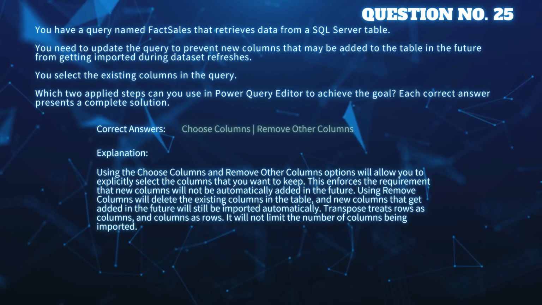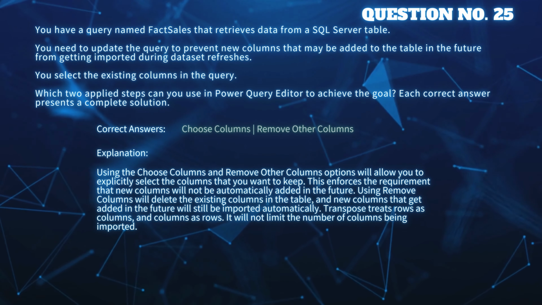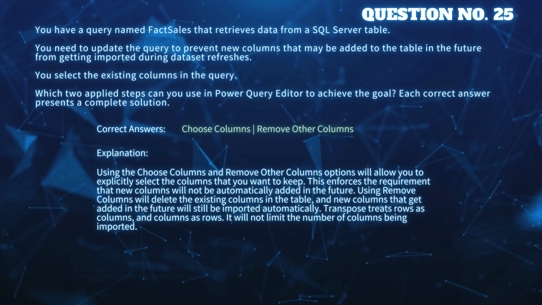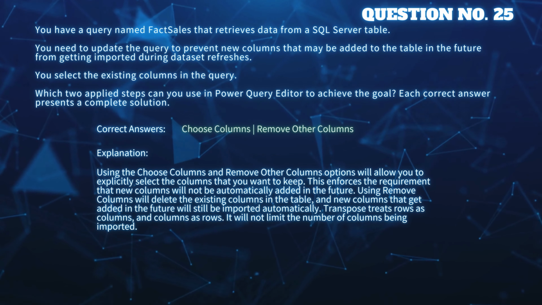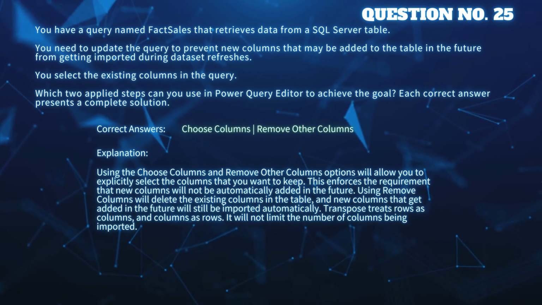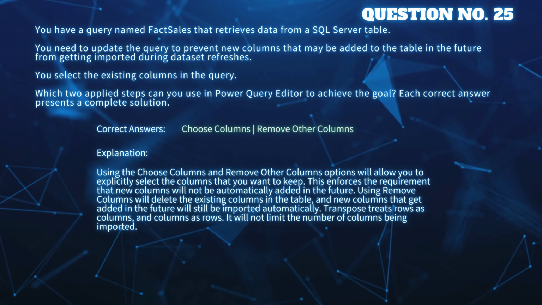Explanation: using the choose columns and remove other columns options will allow you to explicitly select the columns that you want to keep. This enforces the requirement that new columns will not be automatically added in the future. Using remove columns will delete the existing columns in the table, and new columns that get added in the future will still be imported automatically.